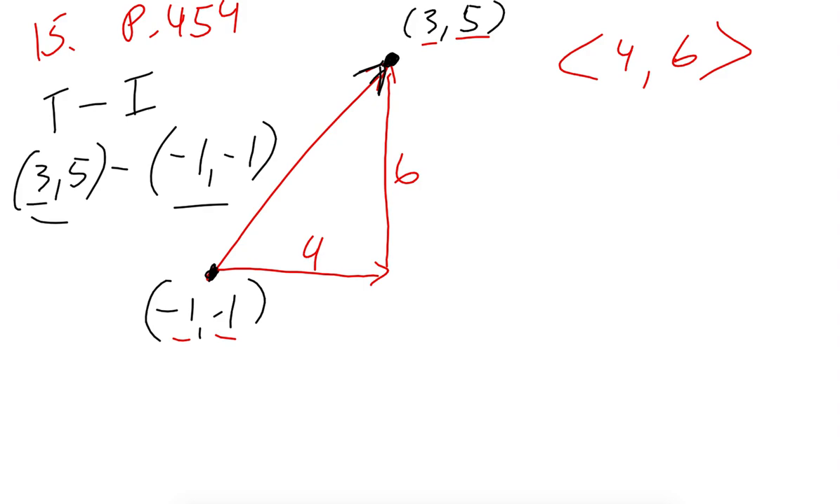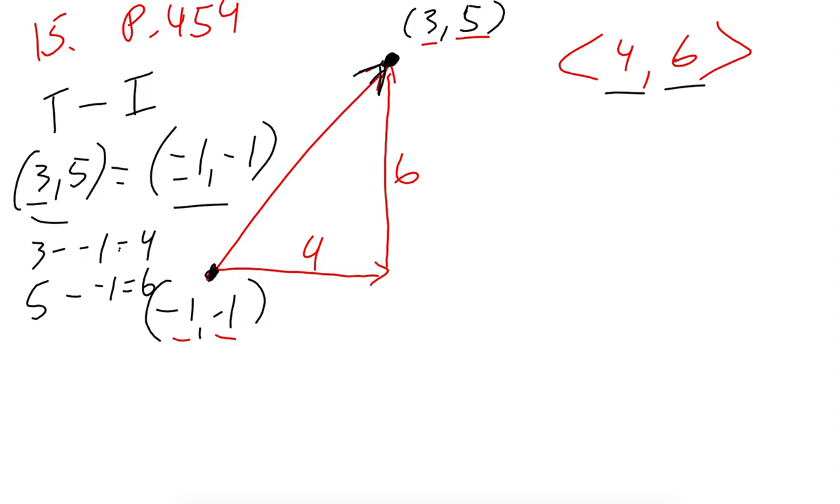So if I take 3 minus -1, we get 4. And then 5 minus -1, you get 6. So you still end up with 4, 6.